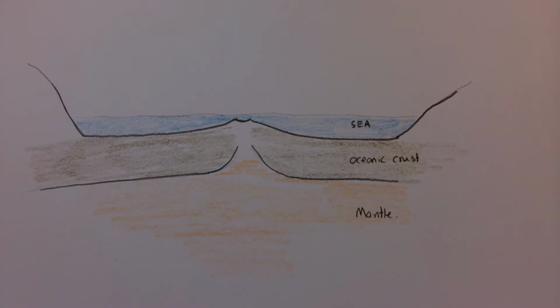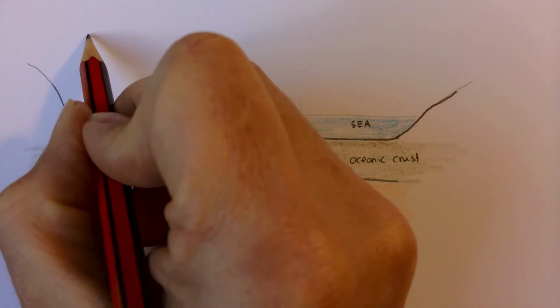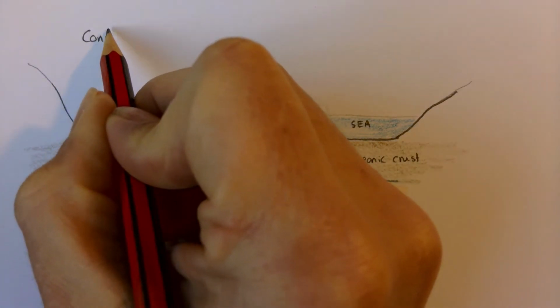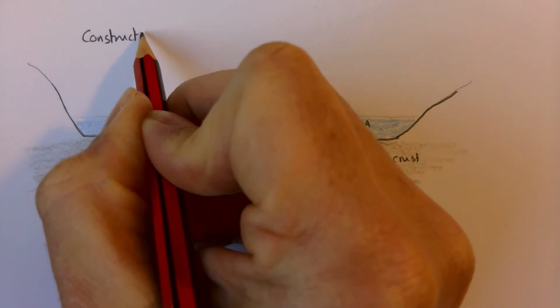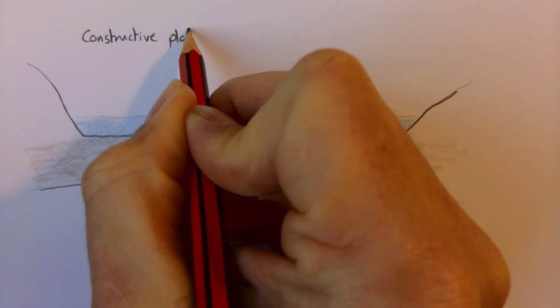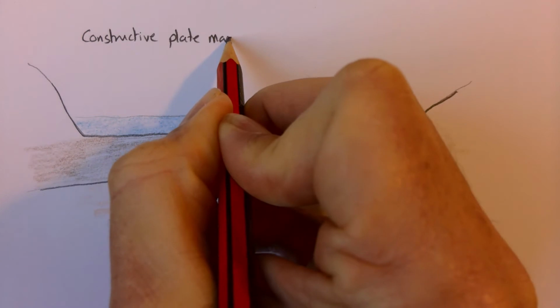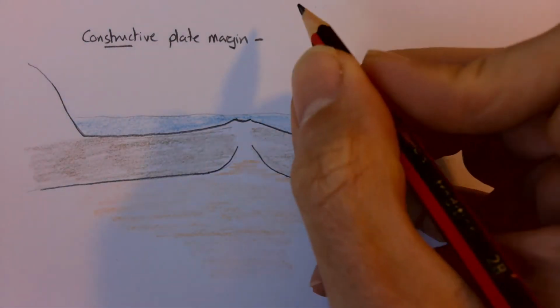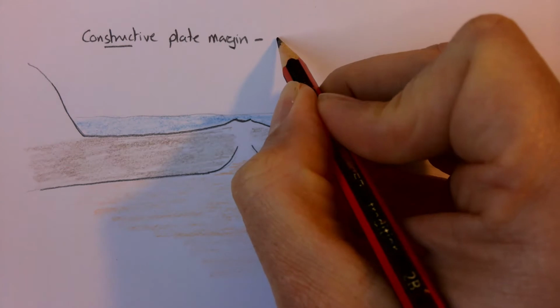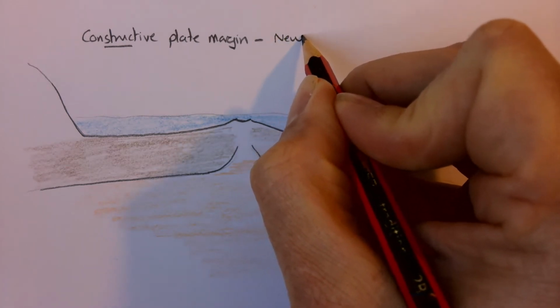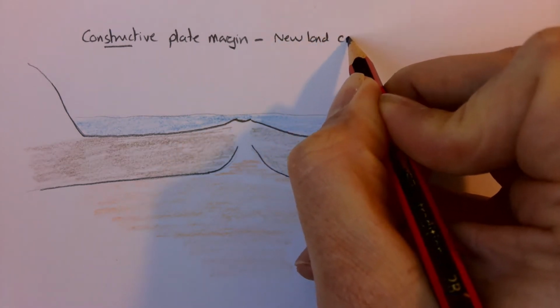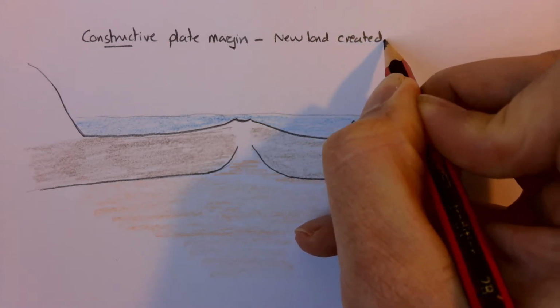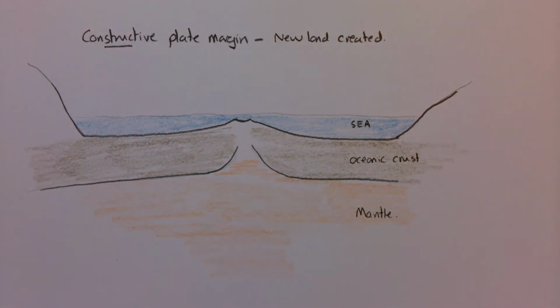So we're going to start off by looking at a constructive plate margin. And I think the most important thing to realise about a constructive plate margin is that new land is constructed or created. So new land created. And let's look at how that happens.